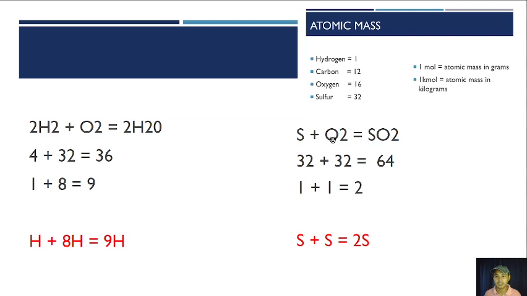So S plus O2 gives SO2, sulfur oxide. We have 32 sulfur and 32 oxygen equals 64 of mass. So 1 plus 1 equals 2 if you want to factor it out. So S plus S is equal to 2S.